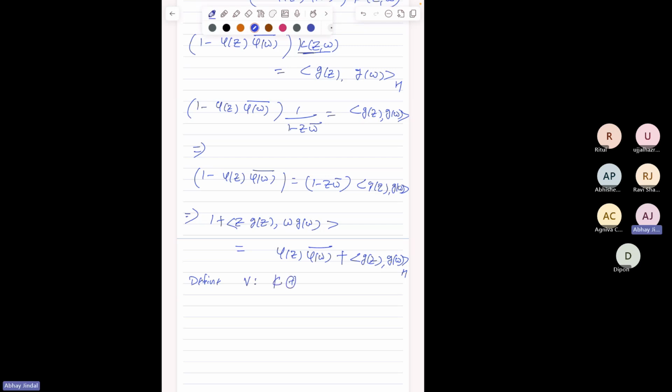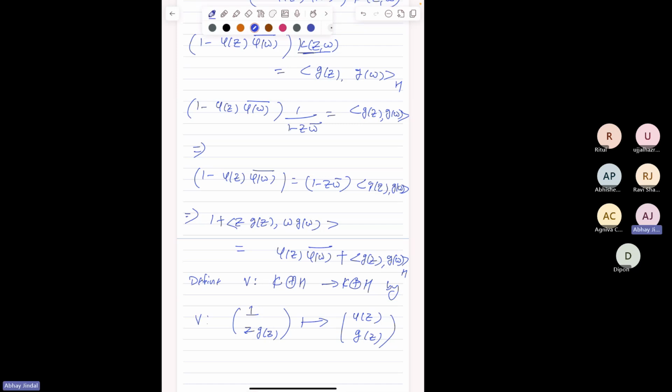an operator from C direct sum H to C direct sum H by sending (1, z g_z) to (phi(z), g_z). Note that z is a scalar, g_z is an element in H, so (1, z g_z) is an element in C direct sum H. We send this to (phi(z), g_z). Now phi(z) is a scalar, g_z is an element in H, so this is also an element in C direct sum H.